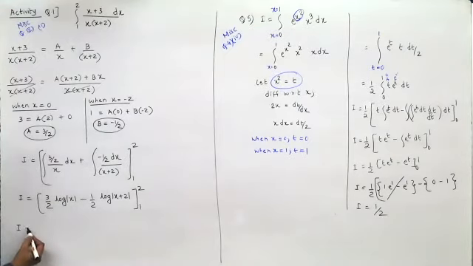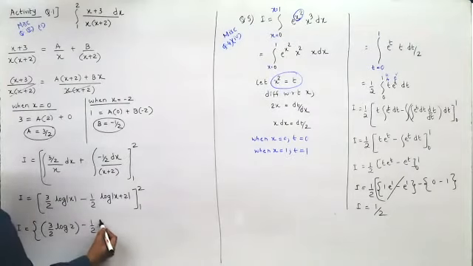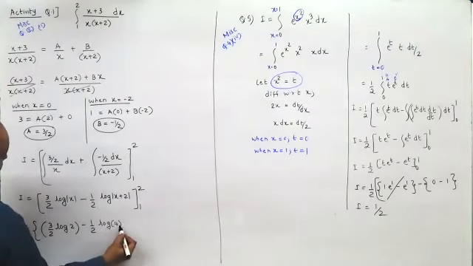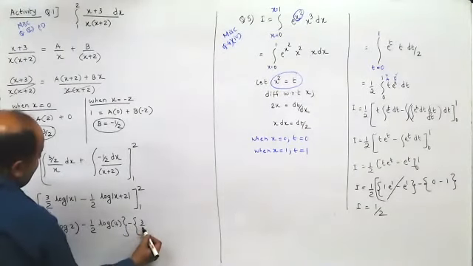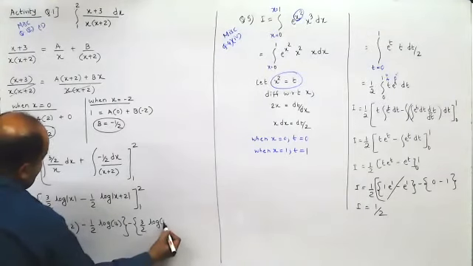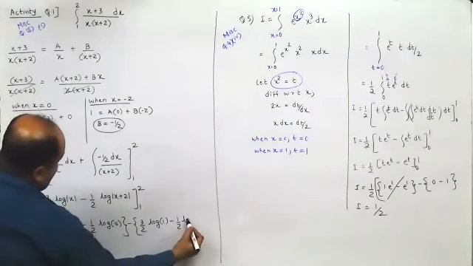Now, substitute the upper limit, you will get 3 by 2 log 2 minus 1 by 2 log 4. Here minus of, I'll substitute the lower limit, I'll get 3 by 2 log 1 minus half log 1 plus 2.